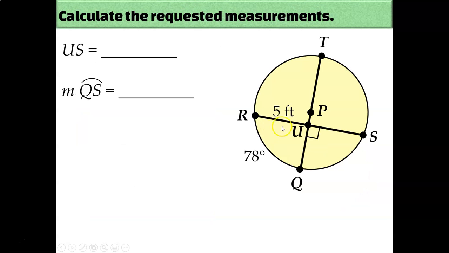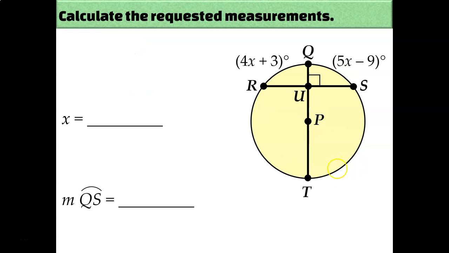So let's try an example. Here I have a diameter, QT, and I have a chord, RS, and they're marked as perpendicular. So since those two segments are perpendicular, I know that the diameter cut the chord in half. So since RU is 5 feet, US must be 5 feet as well. And since arc RQ is 78 degrees, arc QS must be 78 degrees as well.